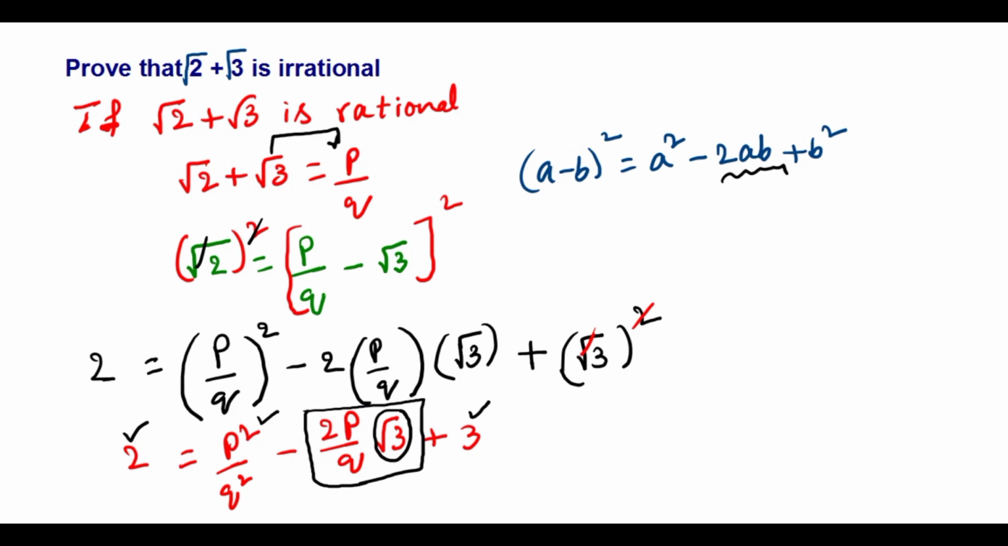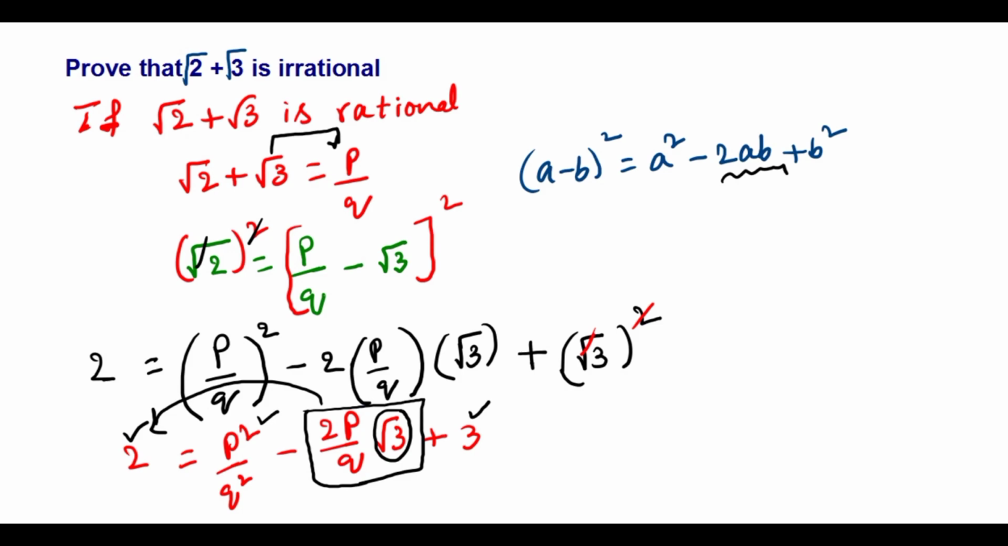So the best method here is to take the irrational number to one side completely, either the left hand side or the right hand side. The minus symbol is there, so to become a plus, we can transpose it from left to right hand side. Then we get 2p by q root 3 on the left hand side, and on the right hand side we have p square by q square, and already plus 3 also. You can focus on them.